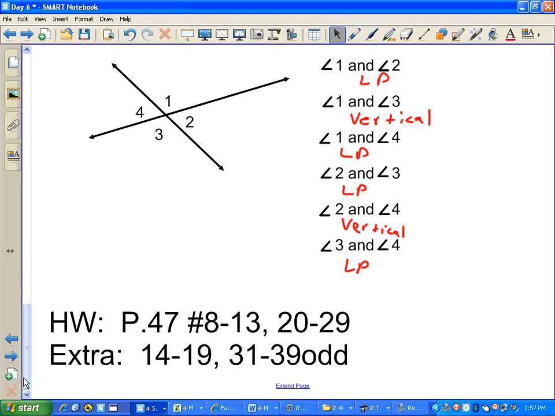Okay, and that wraps it up for this part of our angle relationships. We'll eventually get some other angle relationships, but these are the only ones we're going to cover in our first chapter here.